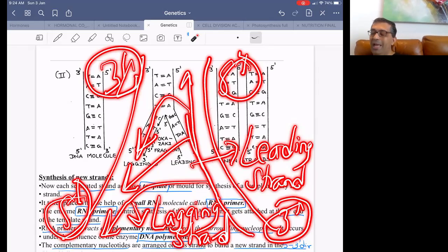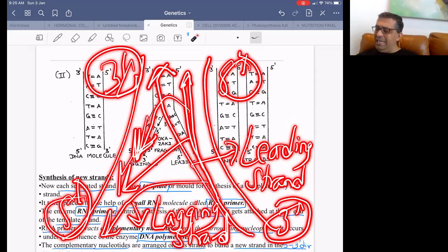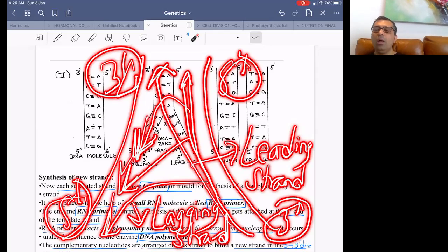Leading is formed in the direction of the replication fork. If you remember, the replication fork separates like this, so leading is going upward. Leading is in the direction of the replication fork. Lagging is formed in the opposite direction of the replication fork.